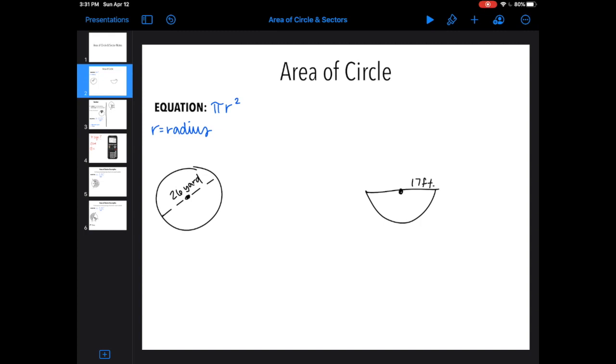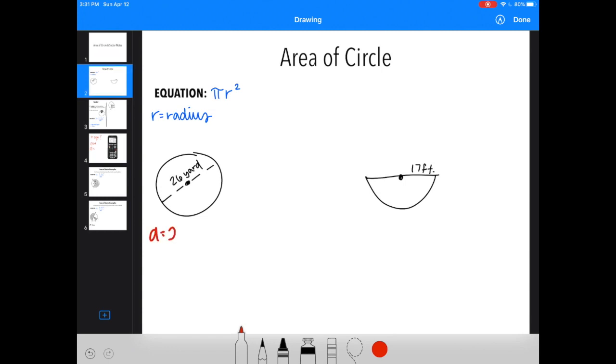For our first example, we have a circle with a diameter of 26 yards. My diameter is 26. That makes my radius, divided in half, 13. So if I'm trying to find the area of this circle, I will have pi times r, which is 13 squared. All right. If I simplify that down, 13 squared, let's type that in the calculator. I can't do that off the top of my head. 169.